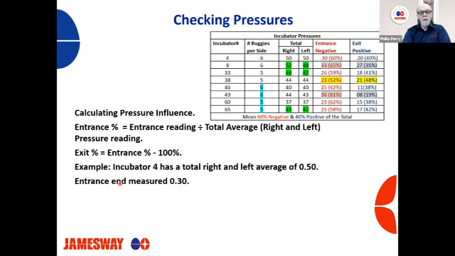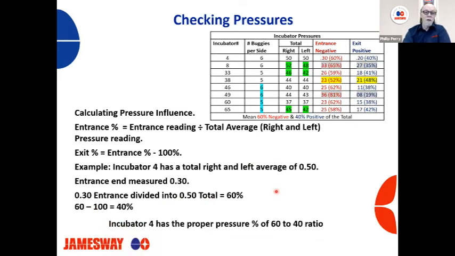Next example: when we measured our entrance in, we measured a 0.30 out into the hallway from the entrance in. If we take the entrance and divide it into our total, 0.3 divided into 0.50 gives us our 60%. Then all we have to do is take 100 minus 60, which equals 40%. This gives us Incubator 4 with a total proper pressure percentage of a 60-40 ratio. So this tells us that this machine is balanced properly and we've got the correct airflow back through our cabinet, back through our egg racks.